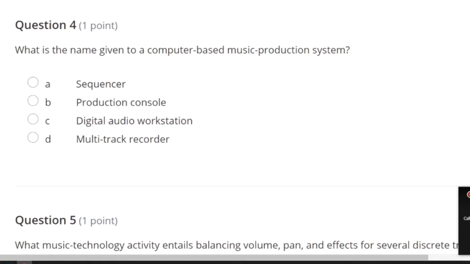Question 4. What is the name given to a computer-based music production system? A, sequencer, B, production console, C, digital audio workstation, or D, multi-track recorder? Well, a computer-based music production system is generally referred to as a digital audio workstation.